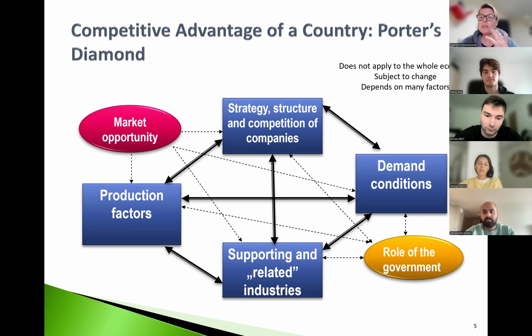So what I wanted to say is that there are a number of factors in play. And once you look at them, they all contribute to creating a competitive advantage of a country, and especially for a particular industry. As you can see, what's written at the top, it does not apply to the whole economy. It applies to particular industries, and it can change. It can change pretty quickly.